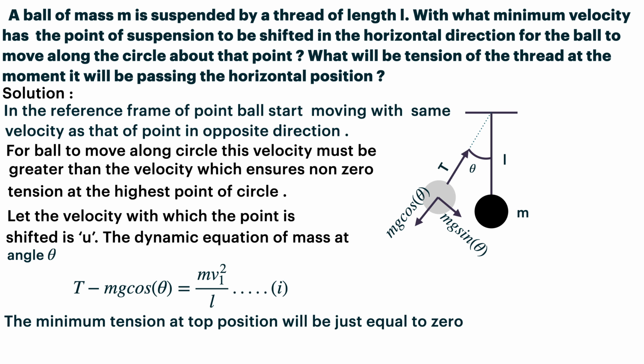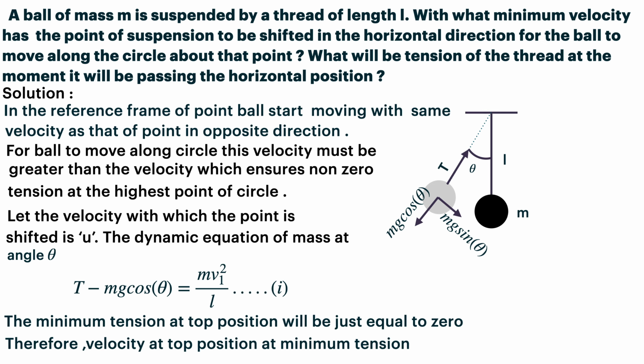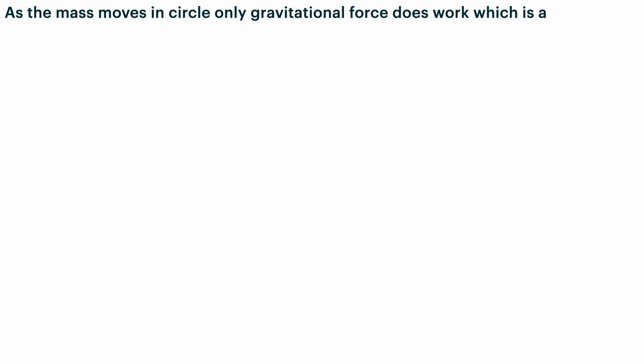The minimum tension at the top position will be just equal to 0. Therefore, the velocity at the top position at minimum tension is v equals root Lg. By putting T equals 0 and theta equals pi, we can get this velocity at the top as v equals root Lg. This is the minimum velocity for tension slightly greater than 0.